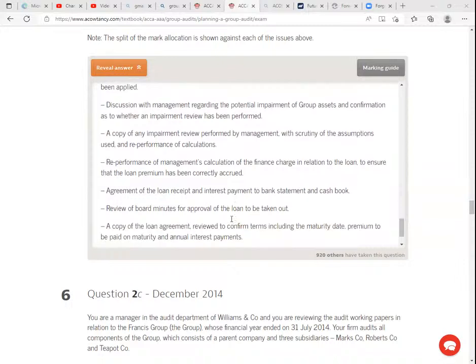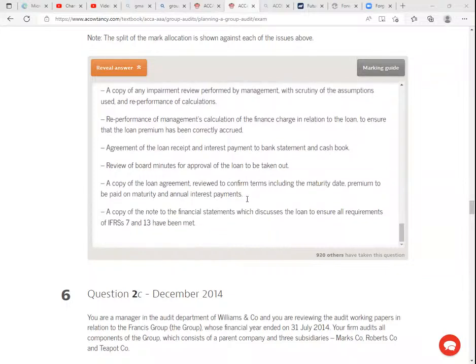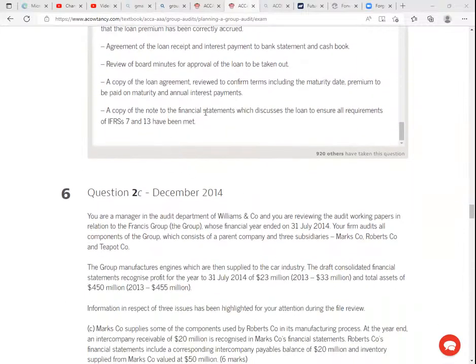Agreement of the loan receipt and interest payment to bank and cash book. Review of board minutes for approval of the loan to be taken out. A copy of the loan agreement reviewed to confirm terms, including the maturity date, premium to be paid on maturity and annual interest. A copy of the note to the financial statements, which discusses the loan to ensure all requirements of IFRS 13 and 7 have been made. So the concept here is disclosures must be what here?